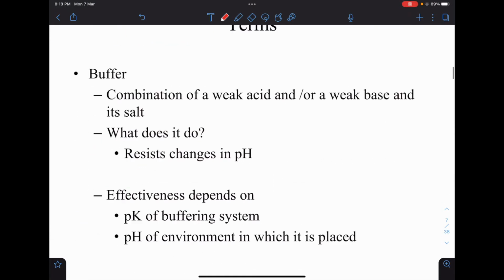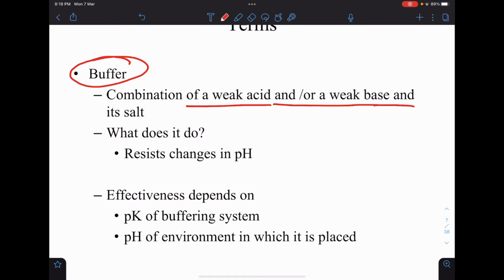What is a buffer? What does it do? A buffer is a combination of a weak acid or a weak base and its salt. This is what a buffer is. And what does it do? It resists changes in pH. That means a buffer is something which tries to maintain the pH in its normal range. It tries to resist the change in pH. So this is the importance of a buffer.